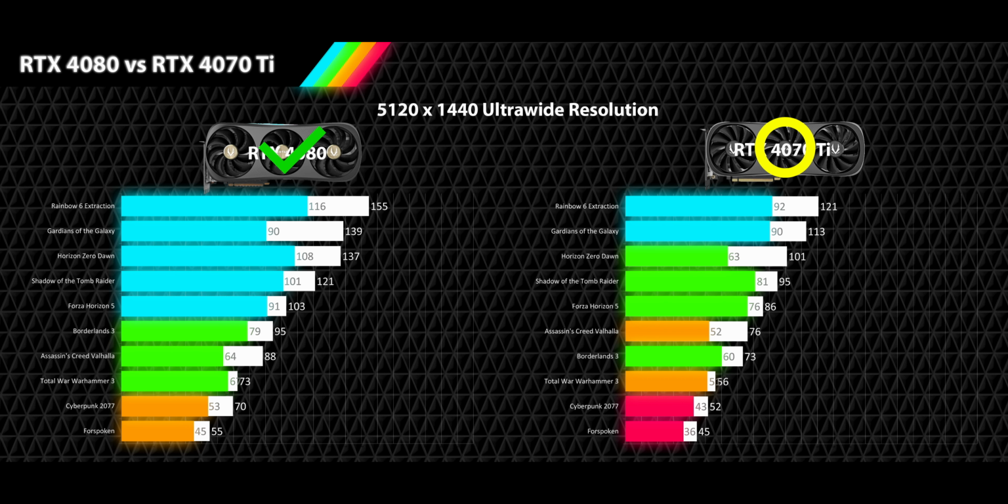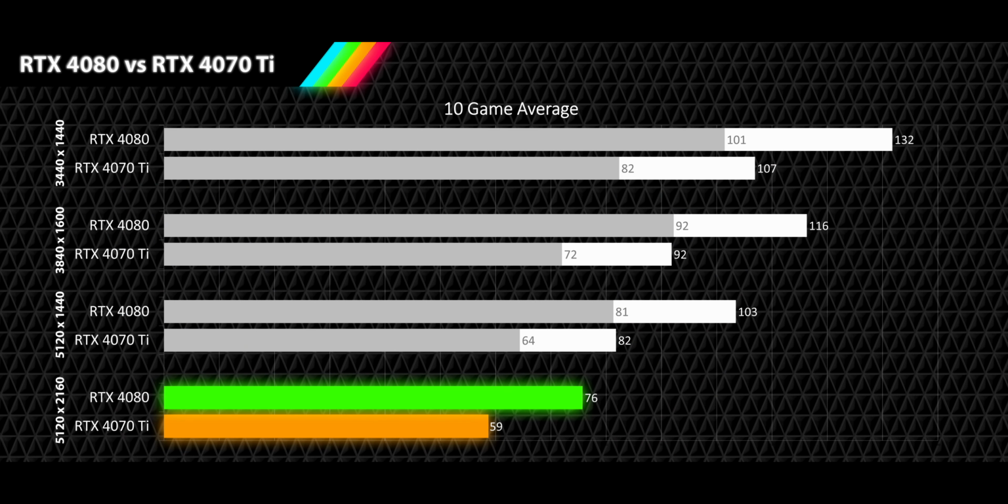But with the low VRAM issues, I'm going to err on the side of caution and not recommend this card for this resolution. At our final 5120 by 2160 Ultrawide resolution, we see the 4080 now at a smooth refresh rate with 76 FPS average to the acceptable 59 FPS of the 4070 Ti, a 29% difference. And the 4080's 1% lows are 33% ahead of the 4070 Ti's.